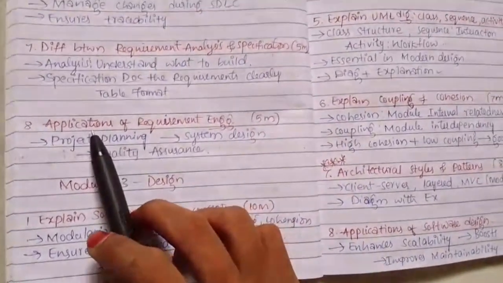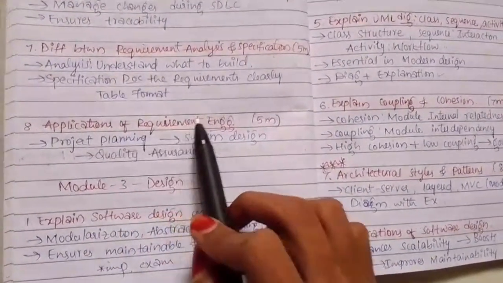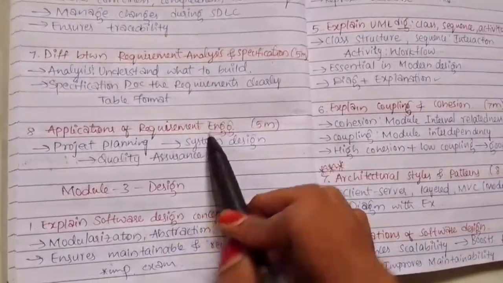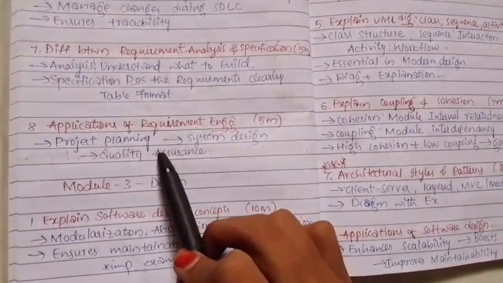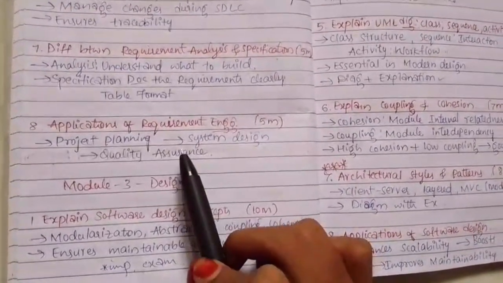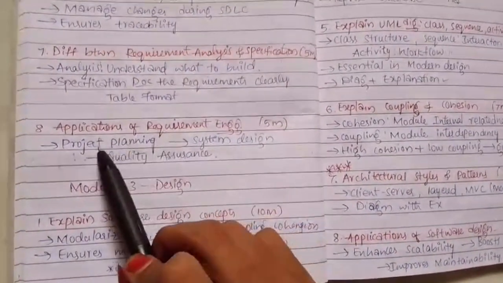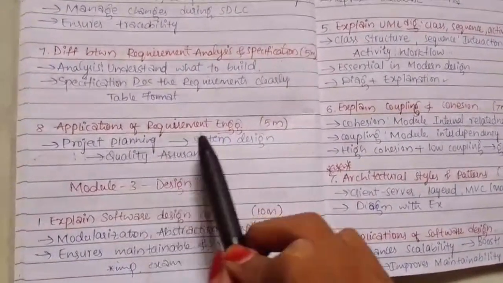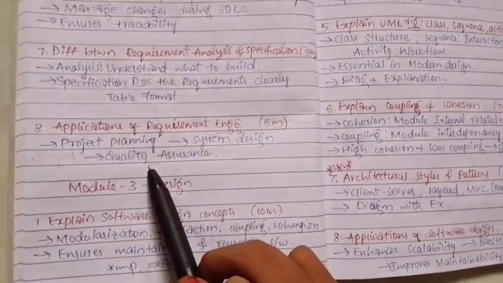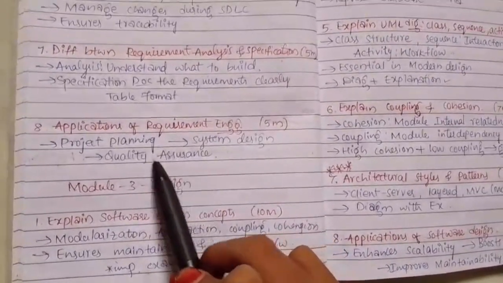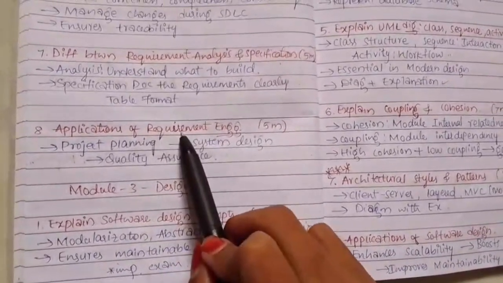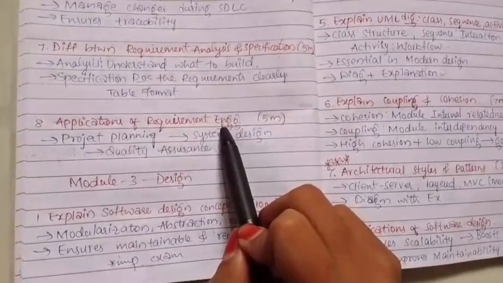And the eighth question is applications of requirement engineering. You can write 5 applications and explain each in one line. That's enough for 5 marks. The applications are project planning, system design, quality assurance. These are the applications of requirement engineering.